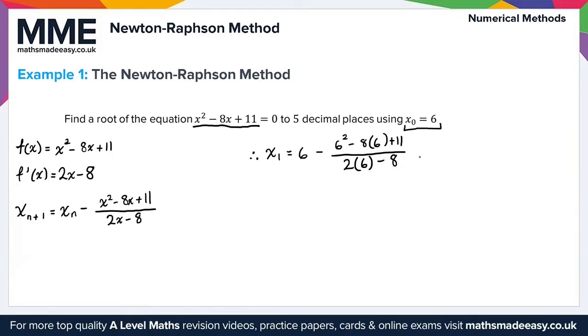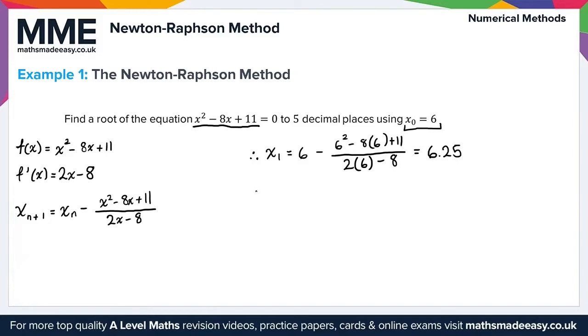Now we just need to put this into our calculator and evaluate this, and what you should find for x1 is that it is equal to 6.25. So 6.25 gives us our value of x1. And now to find x2, we just use the previous term. So to find x2, we use x1 throughout.